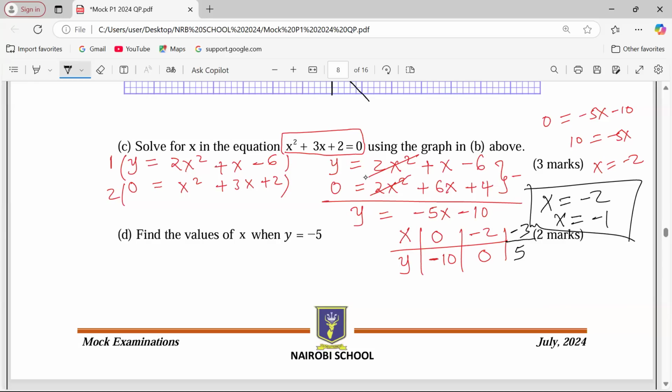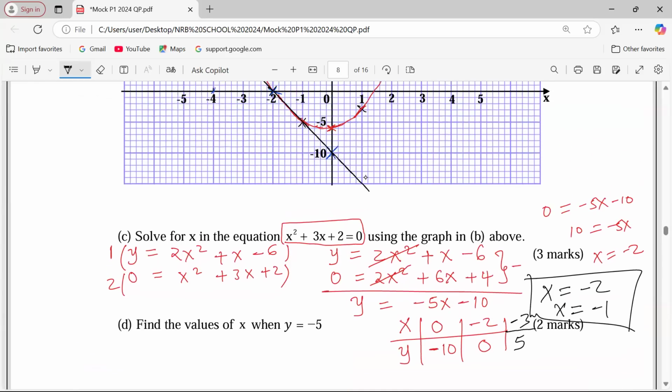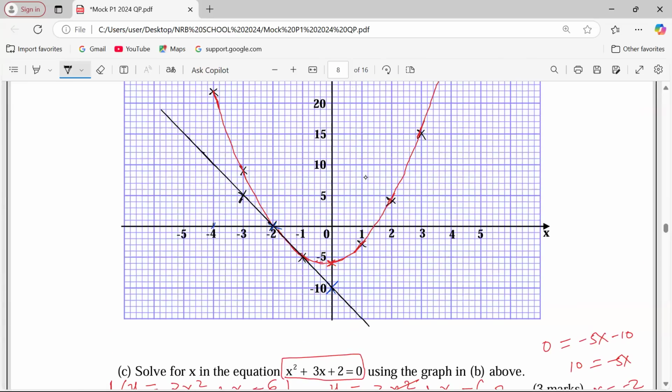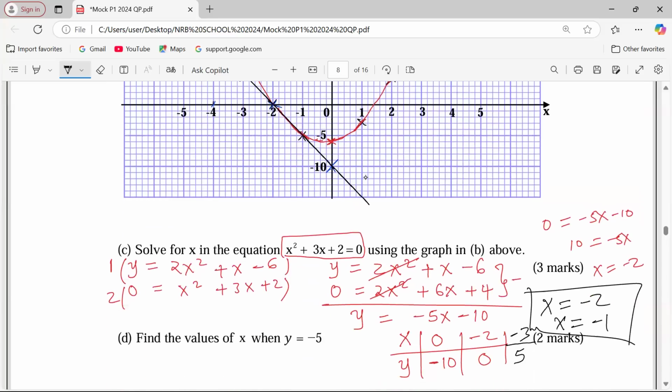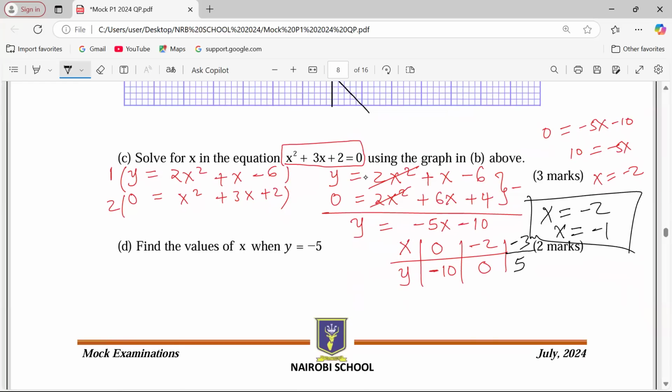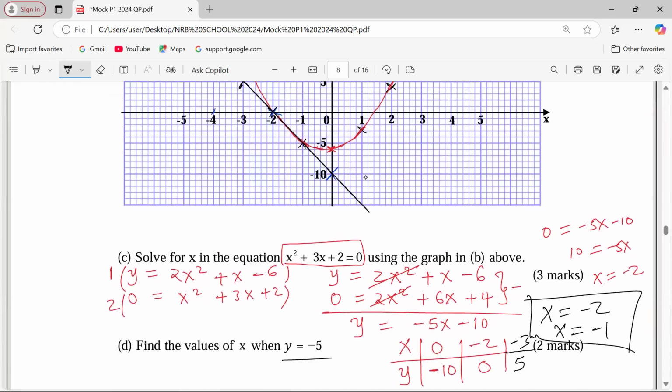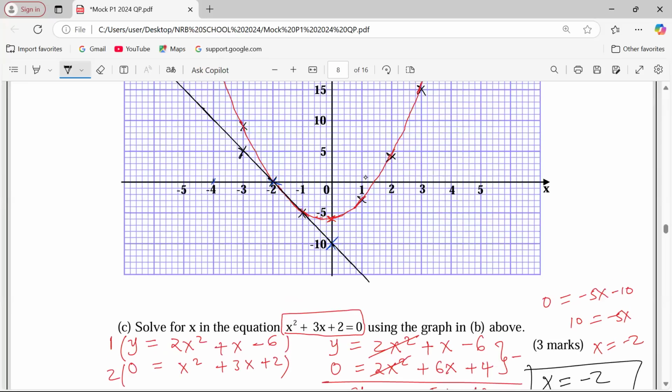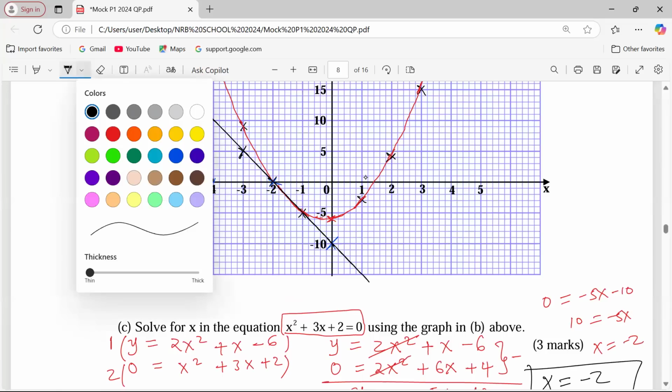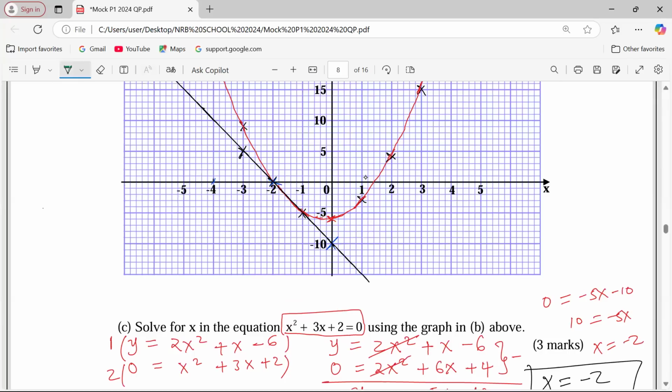So we first reduce the quadratic equation into a linear equation, after which we plot the linear equation. Then where the linear graph is cutting the function, we get the values of x at those points. Finally, find the values of x when y equals negative 5. When y equals negative 5, we're going again to draw a line. Let me draw the line for you people.